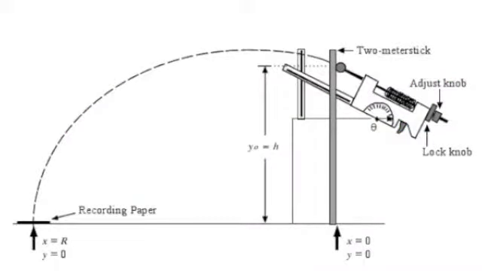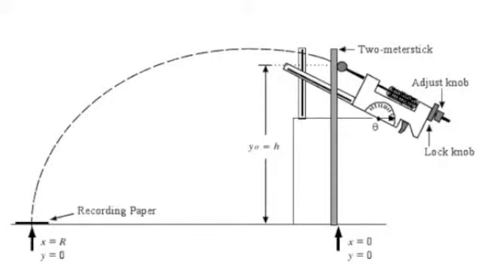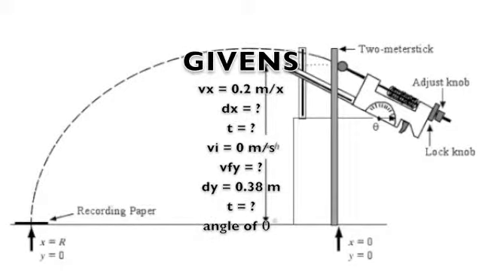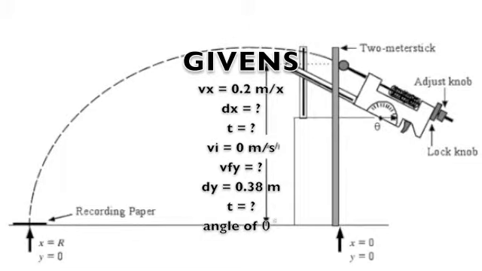Remember that the only thing similar between these two components is the time in air. The t it is going up and down is the same t moving sideways. So to predict where to place the carbon paper that will mark the landing point, we used the calculations above. The following were given in our lab: Vx equals 0.2 meters per second, Viy equals 0 meters per second, Dy equals 0.38 meters. We shot this at an angle of 0 degrees.